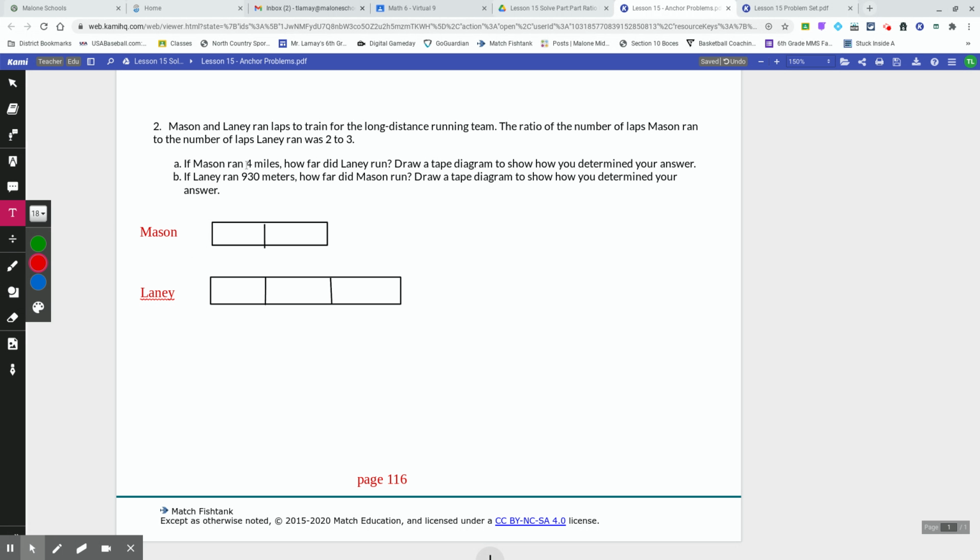All right, and you're going to have a lot of questions like this in your homework. So if Mason ran 4 miles, I know that there's 2 parts here. He ran 4, so I got to divide that by 2 to fit him in there, which means each block is going to be 2 miles. So he ran 2 here, 2 here. Well, if that's the case, then these are also all equal to 2. 2, 2, 2, and 2. So this is all question A, right? How far did Laney run? Well, if Mason ran 4, then Laney ran 6 miles. So I'm going to say 6 miles.